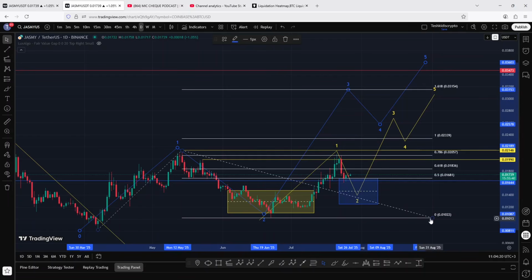So that is all that I expect here on the Jasmy chart, on the short term and also on the long term. And let us be patient and see how that plays out, and I will ensure you stay up to date.